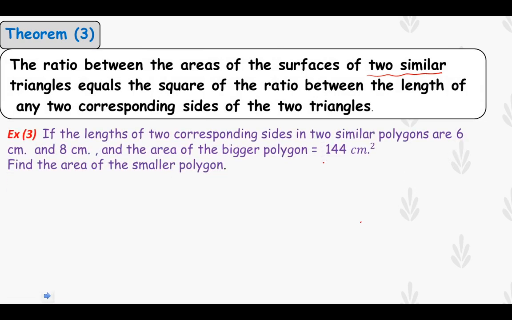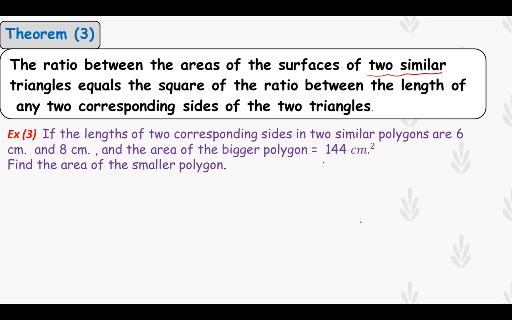Example: the lengths of two corresponding sides in two similar polygons are 6 cm and 8 cm, and the area of the bigger polygon equals 144 cm squared. Find the area of the smaller polygon. Okay, let's solve it together first.